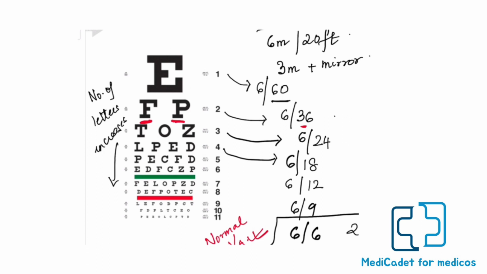So if the person reads the first line correctly, 6 by 60. Second line correctly, 6 by 36. Third line correctly, 6 by 24. Fourth line, 6 by 18. Then 6 by 12, 6 by 9, 6 by 6 or 20 by 20. This is the normal visual acuity.